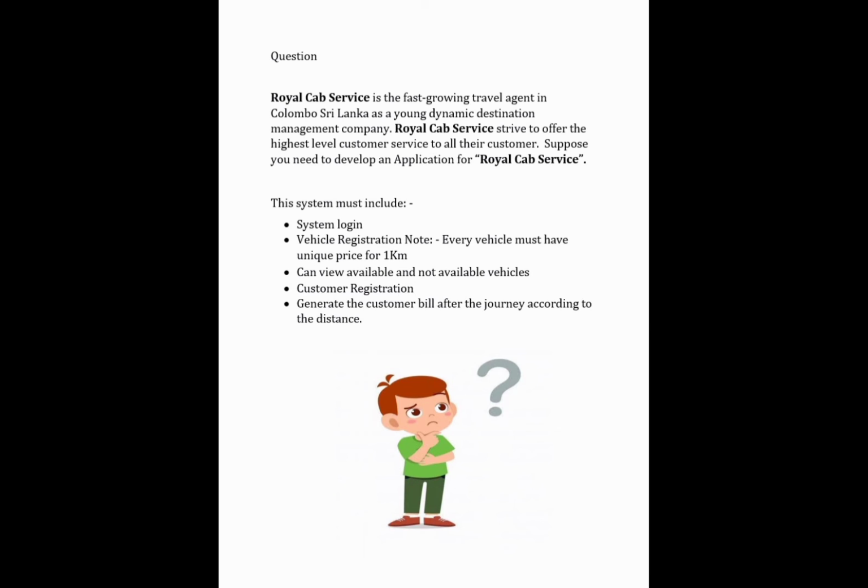This system must include system login, vehicle registration. Every vehicle must have a unique price for 1 kilometer. Can view available and not available vehicles. Customer registration. Generate the customer bill after the journey according to the kilometers. So let's go to see my answer.